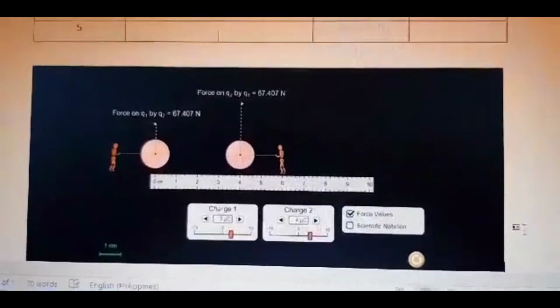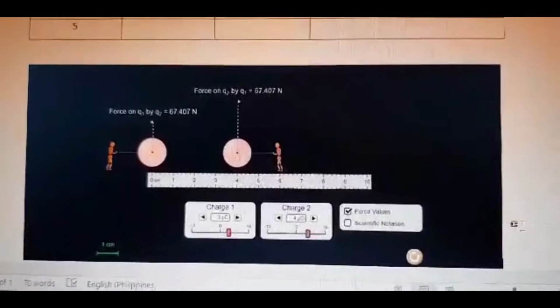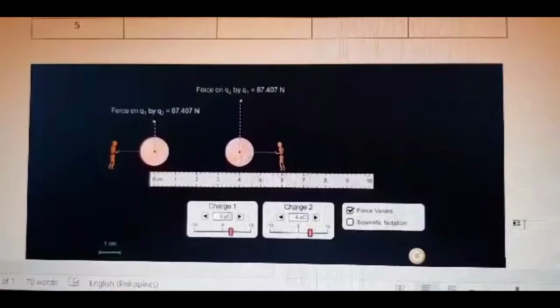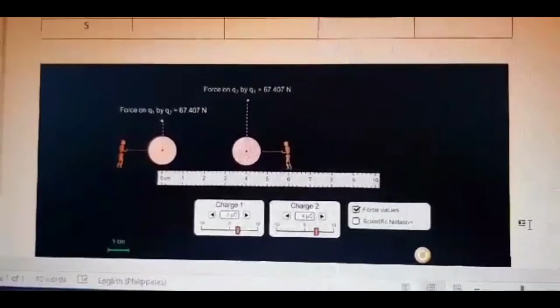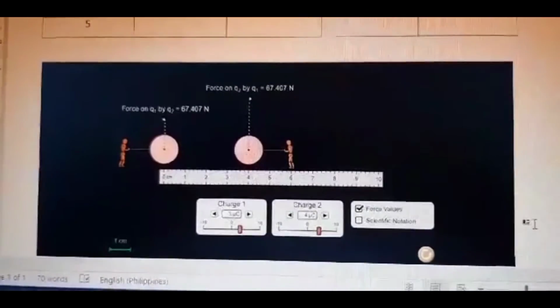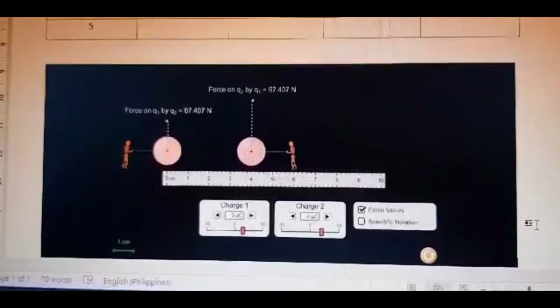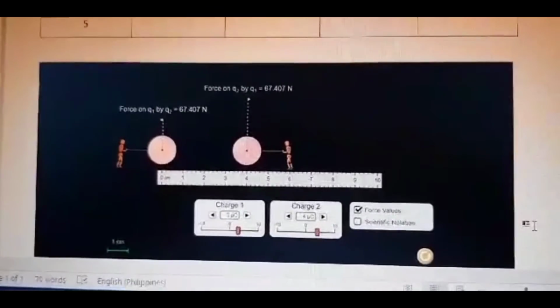For our fifth trial, we have here our last diagram. As you can see from the diagram, Q1 is positive 3 microcoulomb and Q2 is positive 4 microcoulomb. Still, our distance is 0.04 meters. And for our force value, it is 67.407 newtons.